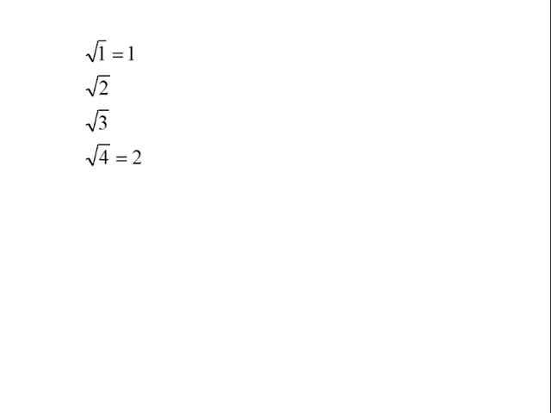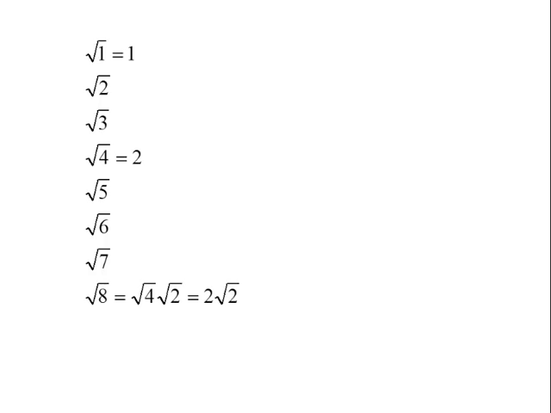Square root of 4 is a perfect square. It is equal to 2. Square root of 5 is prime. Does not simplify. Square root of 6 is a composite, but it's 2 times 3. Prime times prime, there's no perfect squares as a factor. Square root of 7 is prime, does not simplify.